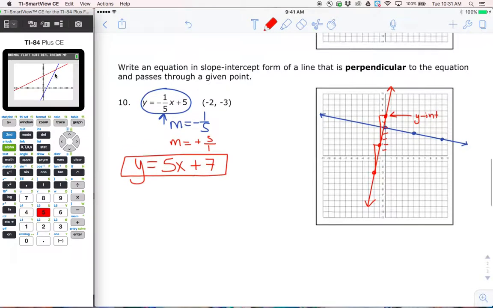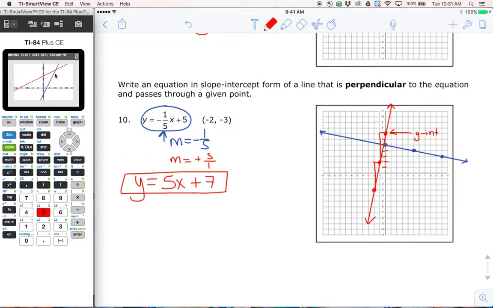When you are finding parallel and perpendicular lines, I already said it, I'm going to say it again. Please, please, please get yourself some graph paper if you don't have it already and draw.